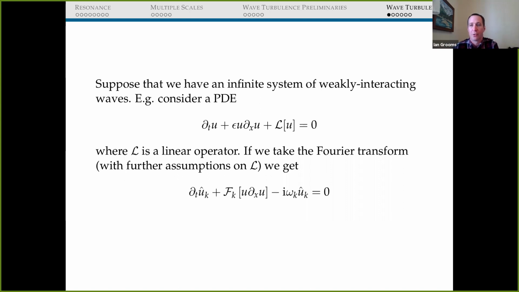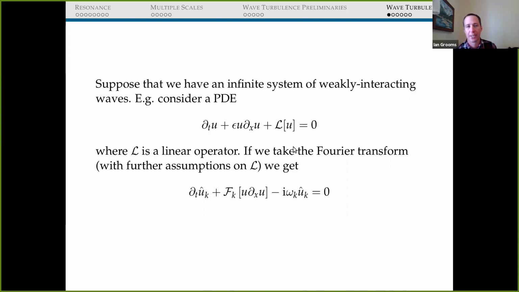So here's just a simple scalar PDE, in one space dimension. I've got a weak nonlinear term here, so I've got epsilon in front of that, and some linear term here. And the linear term is going to have purely imaginary eigenvalues.